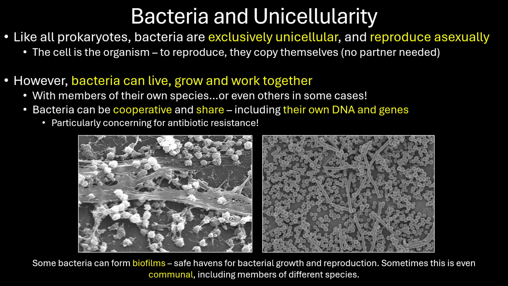Now, like all prokaryotes, bacteria are also exclusively unicellular. And they also reproduce asexually. Okay? That is, they don't use a partner to replicate. They copy themselves. The cell literally just divides and forms multiple new cells from that original cell. Okay? Now, that again doesn't mean that bacteria don't work together. They can and do. A lot of them will live in communal groups, both with members of their own species and even with members of other species, which gets really interesting.